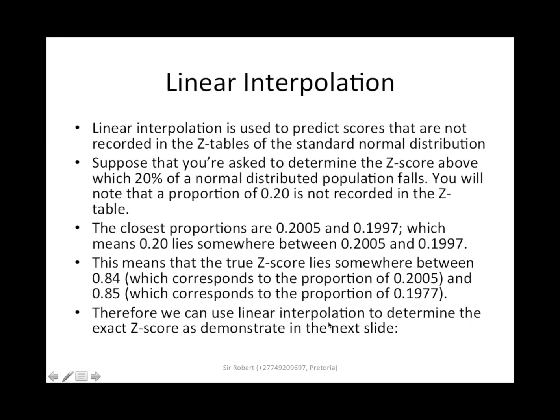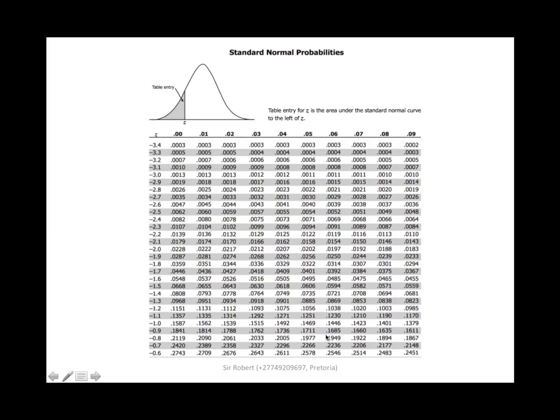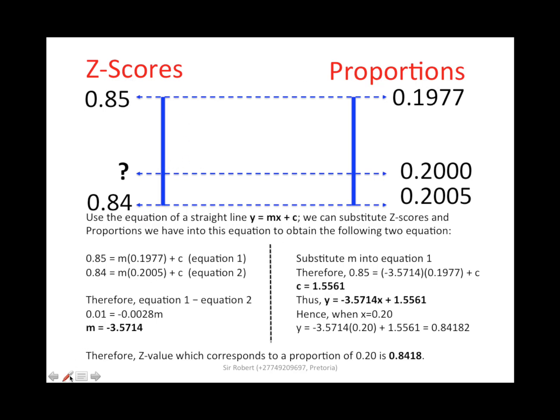So now, therefore, we can use linear interpolation to determine the exact Z score as demonstrated in the next slide. So here are the Z scores and here are the proportions. 0.85 corresponds to 0.1977, 0.84 corresponds to 0.2005. So for 0.2, we want to determine the Z score. That's what we don't know. So use the equation of a straight line, y equals mx plus c, into which we can substitute Z scores and proportions. We substitute the Z scores and proportions we have into this equation to obtain the following two equations. So this one will be your y, and this one will be your x.